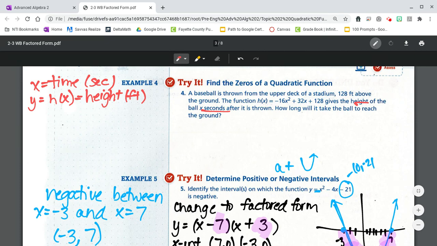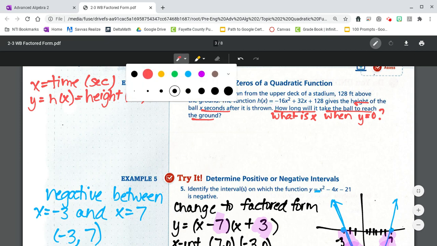All right, so when it says how long, what this is saying is what is x, because it says how long, which is time, will it take the ball to reach the ground? Well, when the ball's on the ground, its height is 0. So they're asking what is x when y equals 0. So that's what I'm trying to answer.